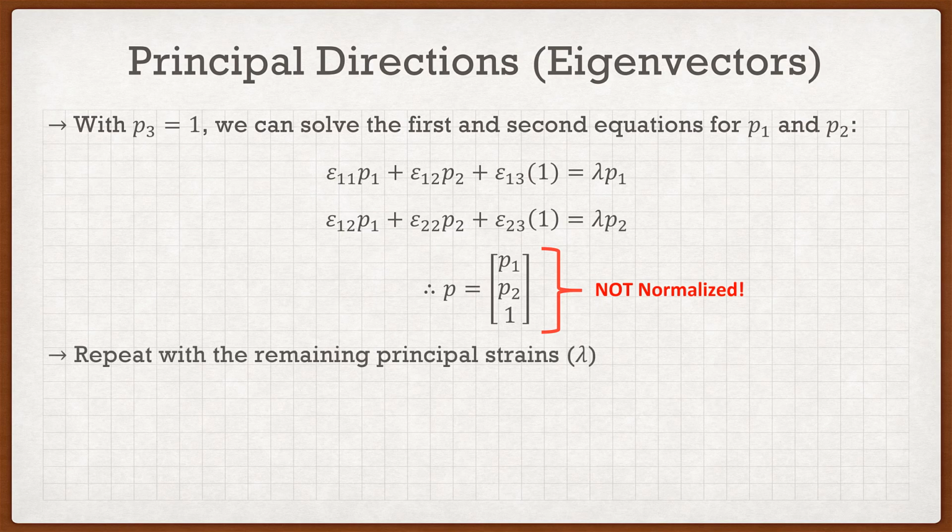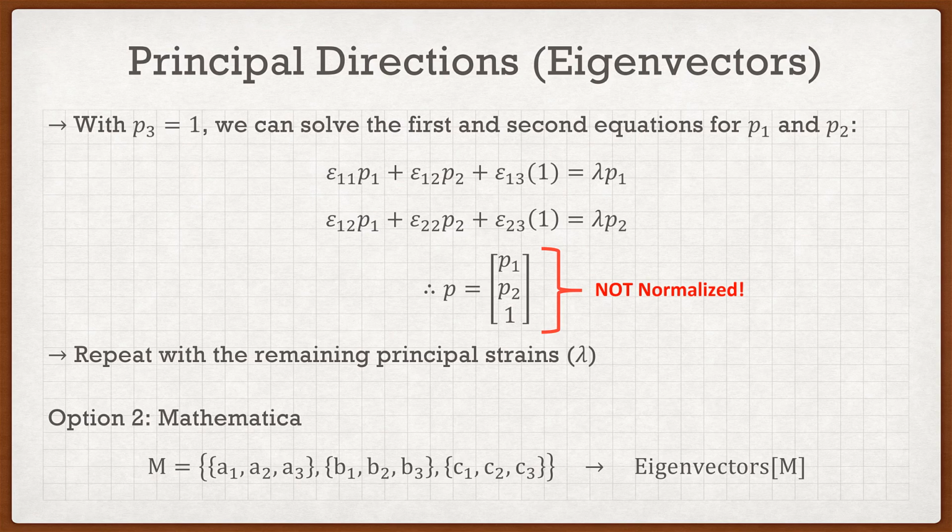Finally, we repeat this with the remaining principal strains. Remember that we have three eigenvalues, three different values of principal strains, and we need to repeat this process for each one. But of course, you are going to use Mathematica. Why wouldn't you? All we have to do is define our strain matrix, but we already did that previously. So all we need to do is type in Eigenvectors of M, or Eigenvectors of E, whatever you define your matrix as, and you're good to go.